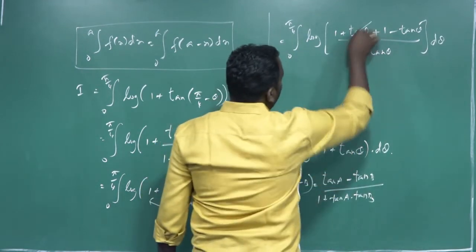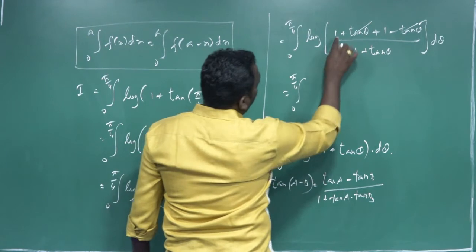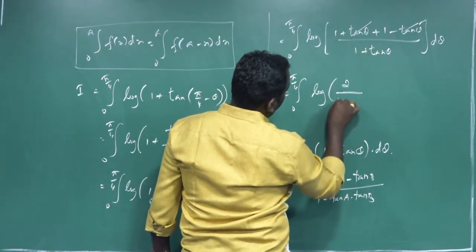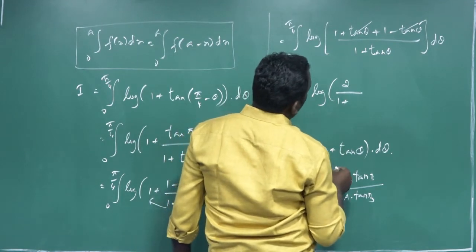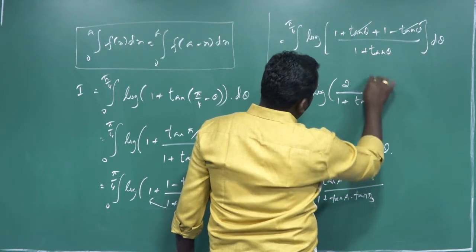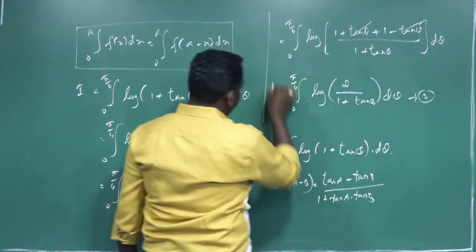Now tan theta will cancel, so that is equal to integral 0 to pi by 4 log of (2 by 1 plus tan theta) d theta, and this one is called equation 2.